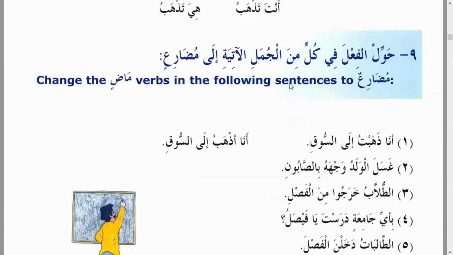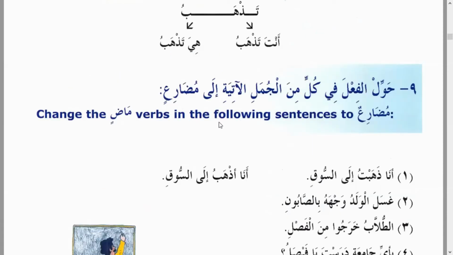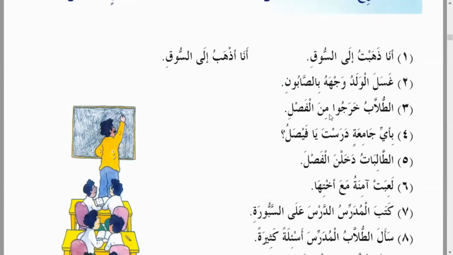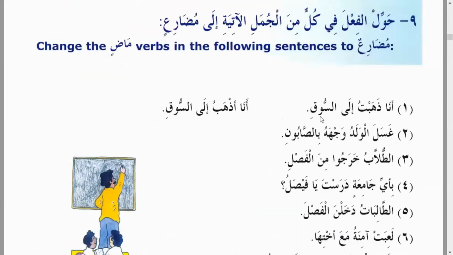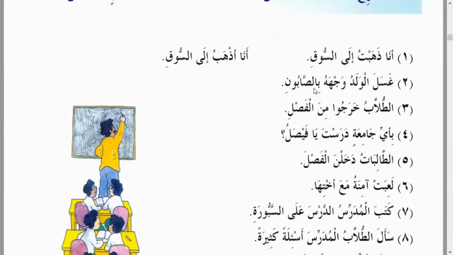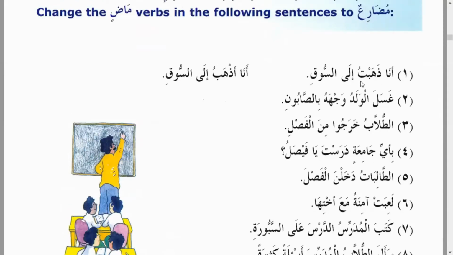This is important. Next, change the fi'l madi into the mudaari. Anna dhahabtu ila suqi. So again, we have to look at which form will come, and we have to change it accordingly. Anna dhahabtu ila suqi. I went to the market. This is past tense, right? So ana adhhabu ila suqi. I am going, or I go to the market.